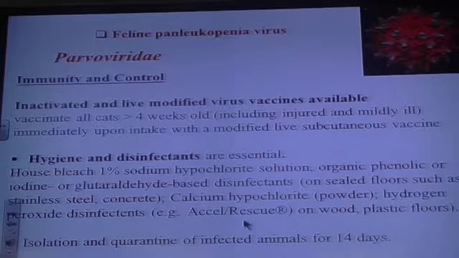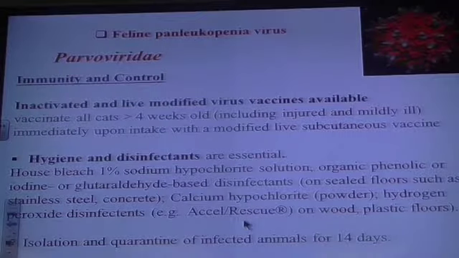Okay, immunity and control. There are inactivated and modified live virus vaccines available. Usually cats are vaccinated after 4 weeks old. Hygiene is the main problem in panleukopenia because some disinfectants have no effect on the virus. This is a naked virus, so it does not have an envelope. Therefore, disinfectants that affect the envelope are usually useless, like ethanol, for example. So you have to use house bleach.